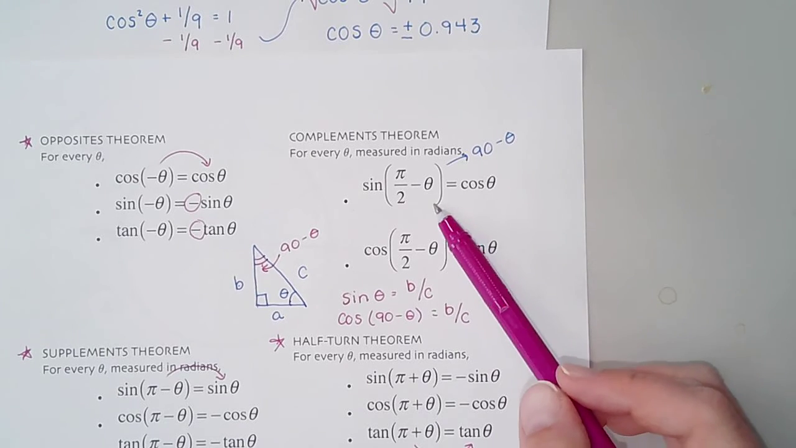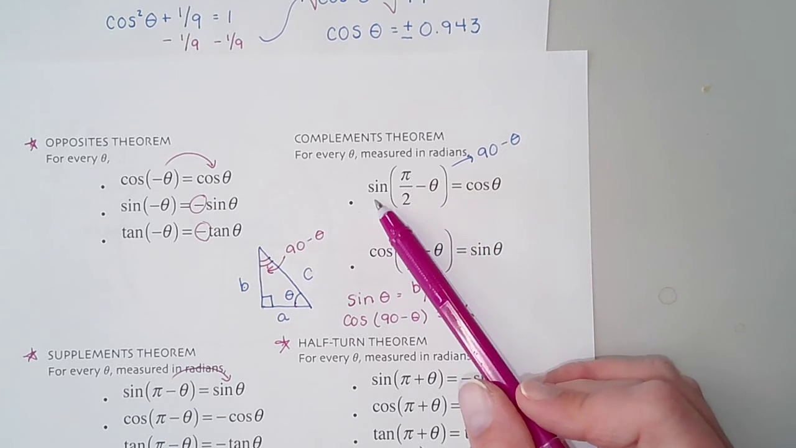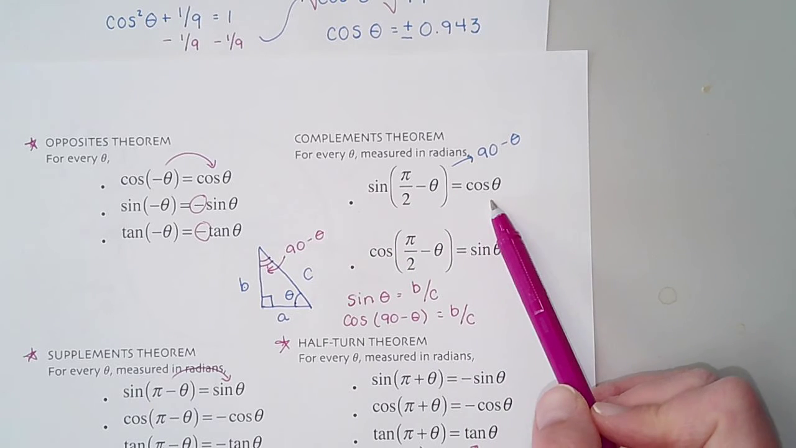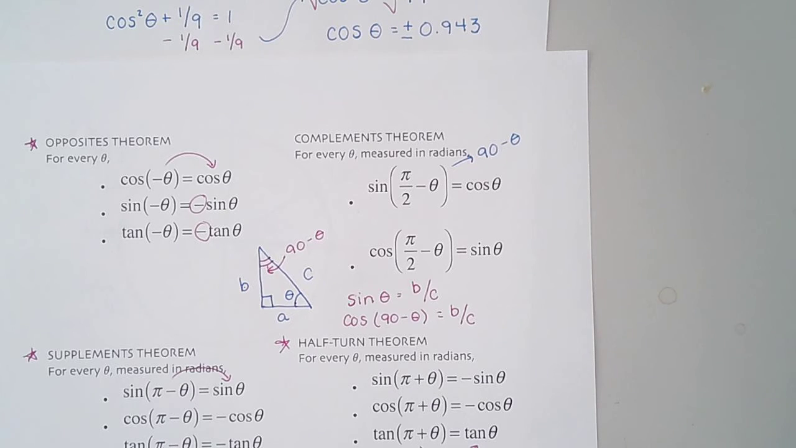But what this is saying is if you've got two angles that add up to 90 degrees, you know that the sine of one matches the cosine of the other. And the best example I can think of is 30 degrees and 60 degrees on your unit circle with your exact values, okay?